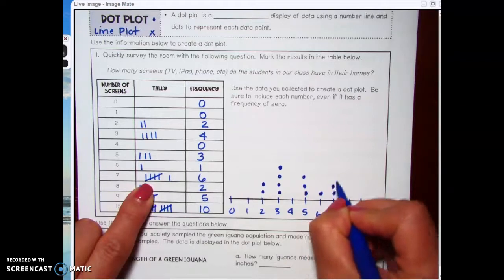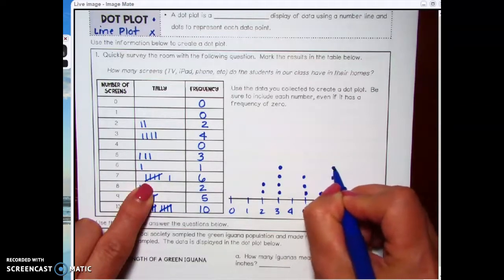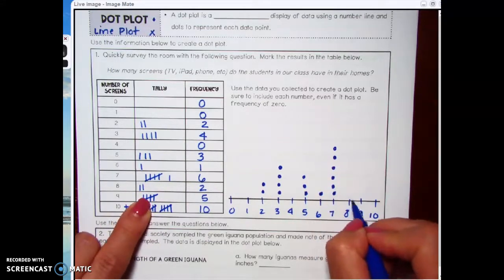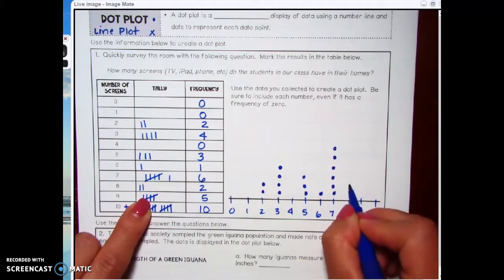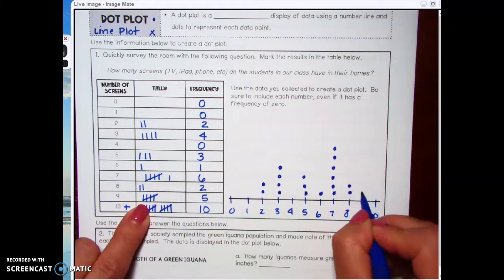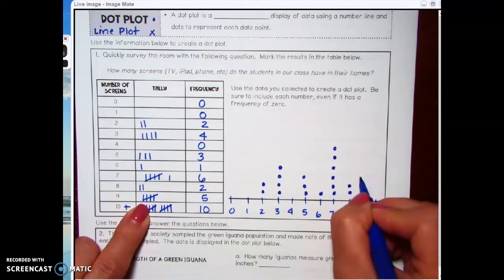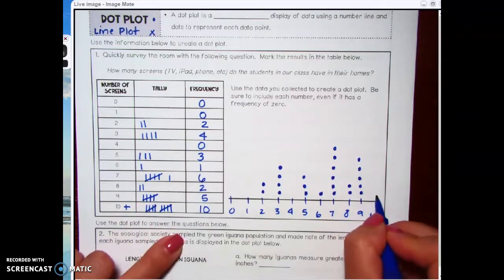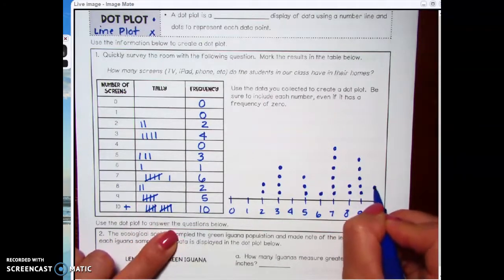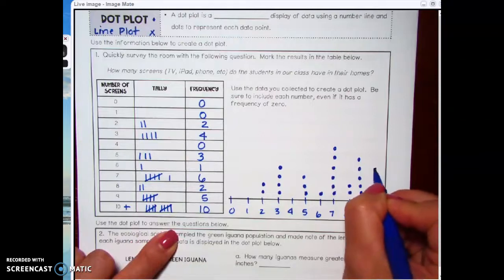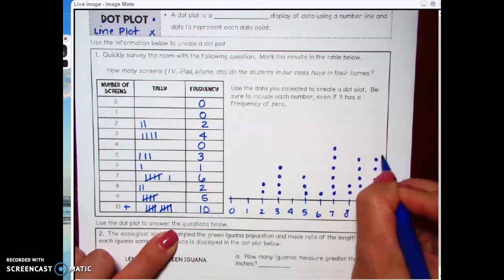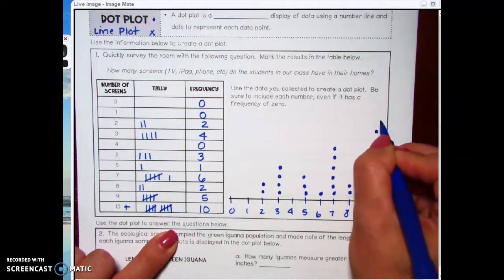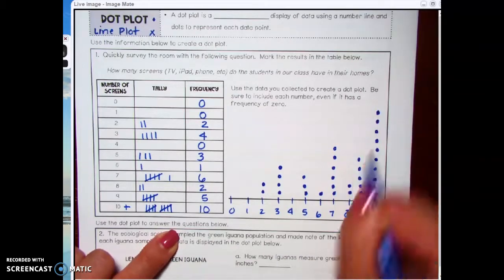6. 4. We had 2 for 8. We had 5. And then there's 10, which is the most, of course, the most common. There's 5, and I got to keep going. 6, 7, 8, 9, and 10.